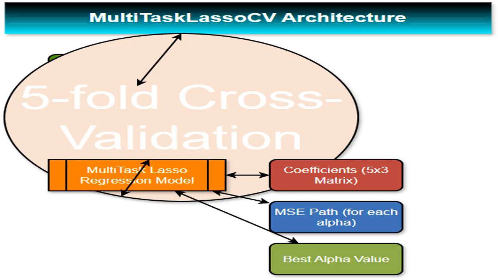I'm using a multitask lasso regression model. This means I'm building one model that simultaneously predicts all three target variables. This is more efficient than training three separate models and also helps the model learn relationships between the targets.